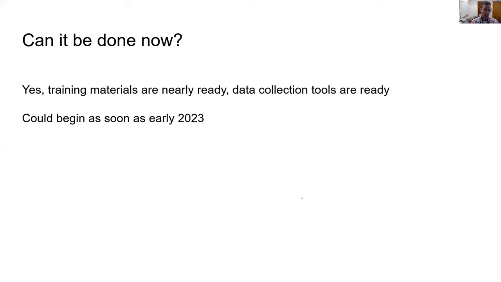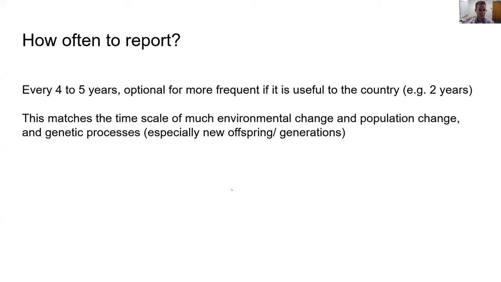People ask, are we ready to do this now? As you can see from the examples, our trial deployment of these indicators for 100 species per country should be done for 8 or 9 countries by January. And so this is really ready for deployment in 2023.